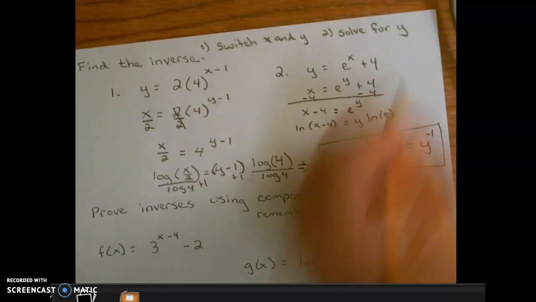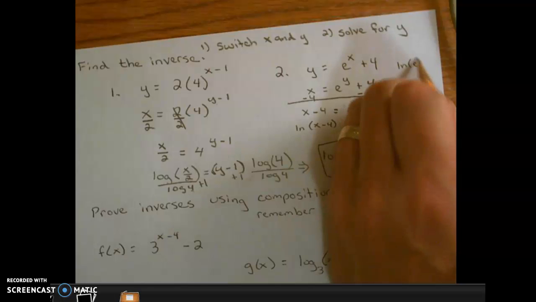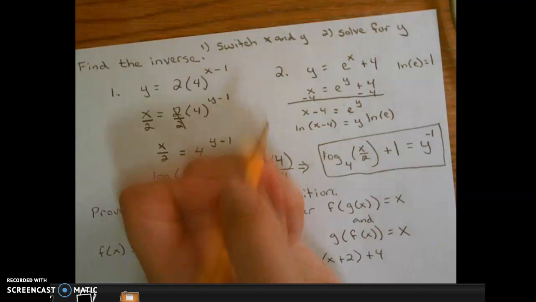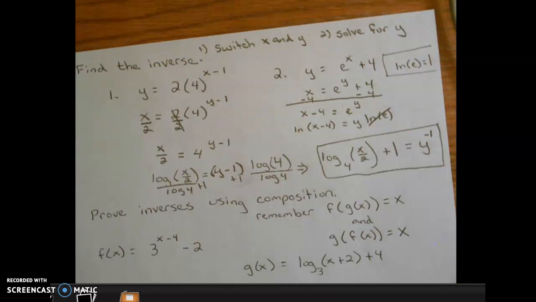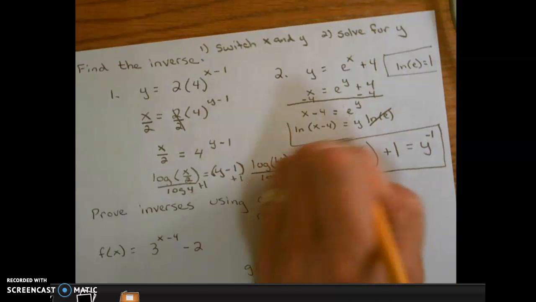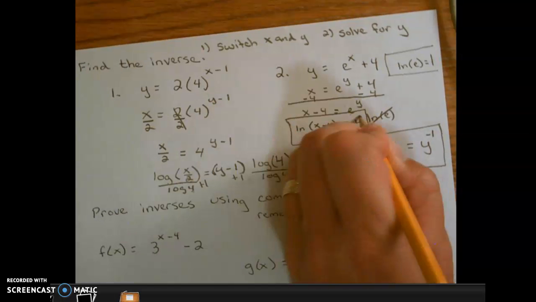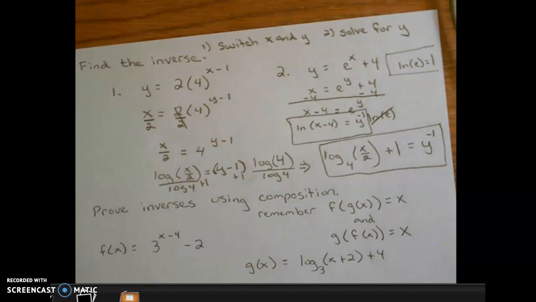Now recall that the ln of e is equal to 1. You may have forgotten that, but let me remind you. And so this is going to be 1. So this is going to be our inverse equation. Don't forget the inverse notation on the y.